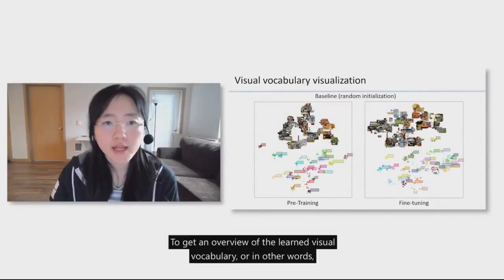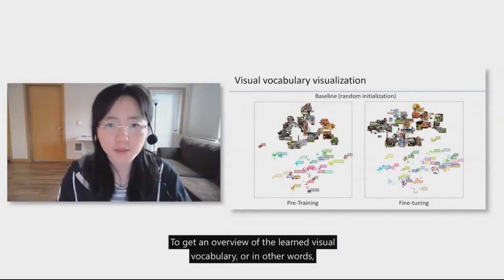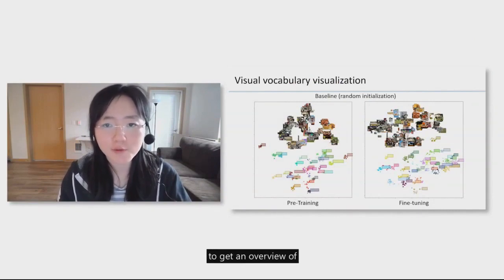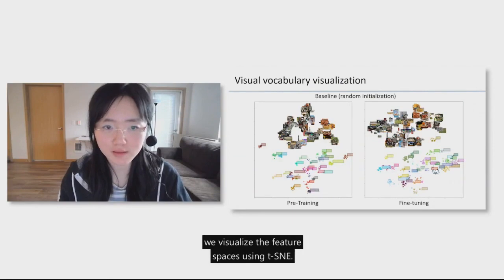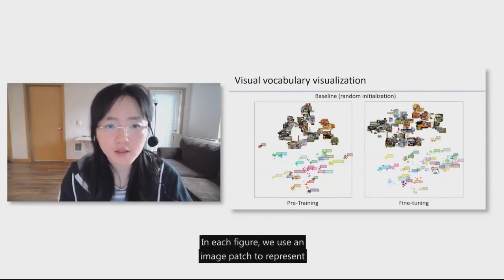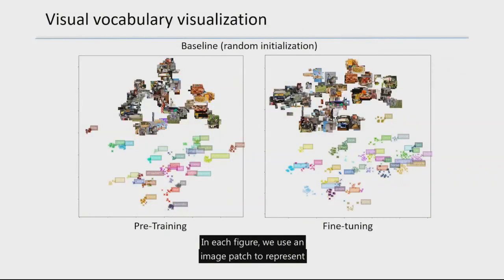And to get an overview of the learned visual vocabulary, or in other words, to get an overview of the joint embedding space of the visual and the text input, we visualize the feature spaces using t-SNE. In each figure, we use an image patch to represent the corresponding image feature and use a marker to represent the word embedding. Here, we use the same color to indicate the same object category. The left-hand side is the feature space without fine-tuning for the captioning task, and the right-hand side is the feature space after fine-tuning for image captioning on COCO.